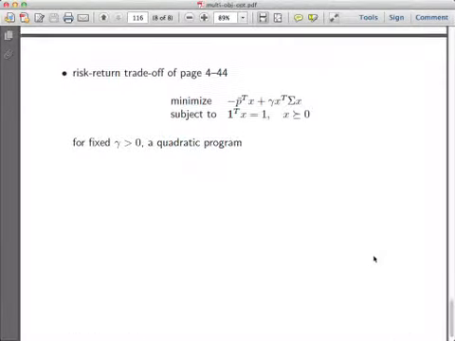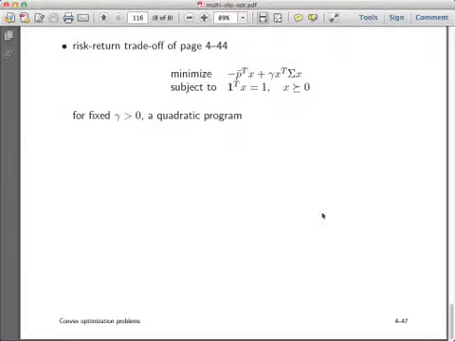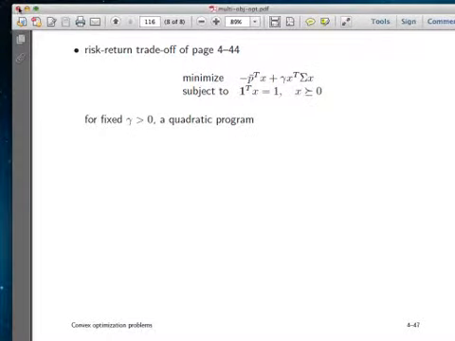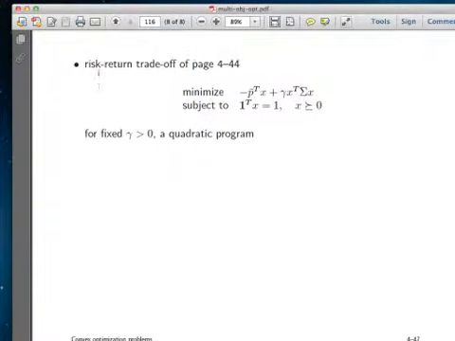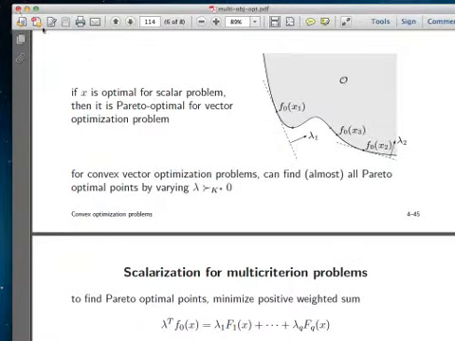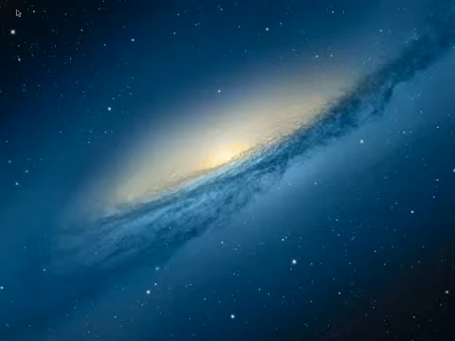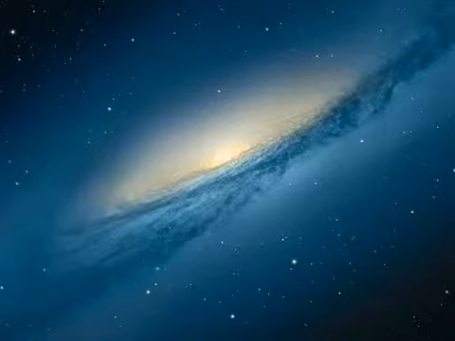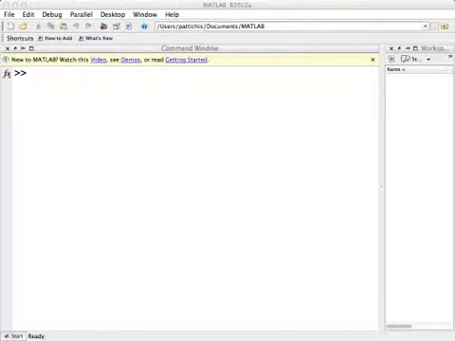Okay, so I guess that's all I had. Are there any questions before I go into a little demo of multi-objective optimization? Oh boy. All right. I'm not worried about the risk trade-off because I don't think anybody cares. All right. I guess I'm going to stop there. I'm going to pause the lecture.